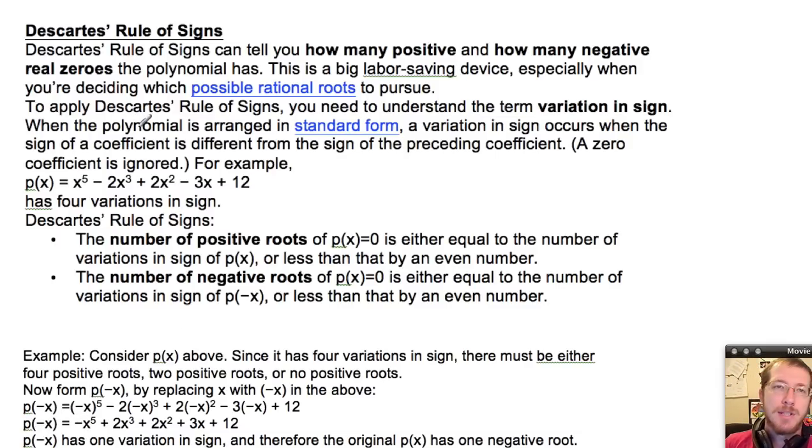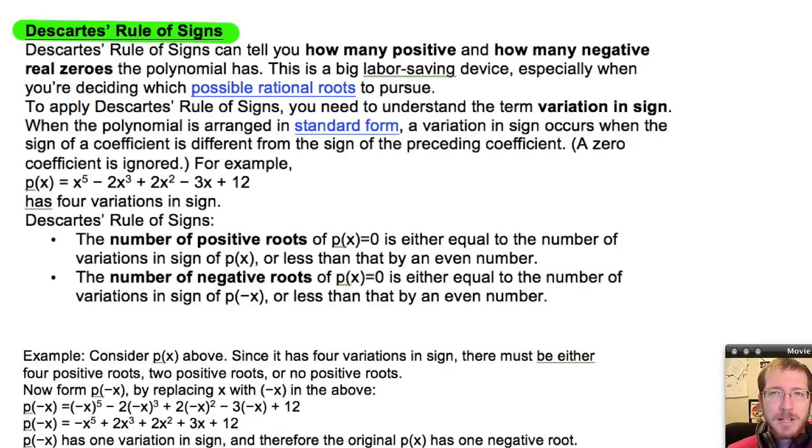Okay, so let's look at Descartes' Rule of Signs real quick. Descartes' Rule of Signs is another helpful tool when finding the roots of a polynomial function. It tells you how many positive or negative real zeros the polynomial has. So this talks about not just rational, but real zeros, rational and irrational, but not imaginary. It can save you a lot of time because it lets you know what type of numbers you're looking for, positive or negative, and indirectly imaginary numbers.